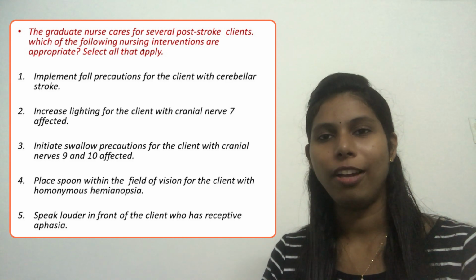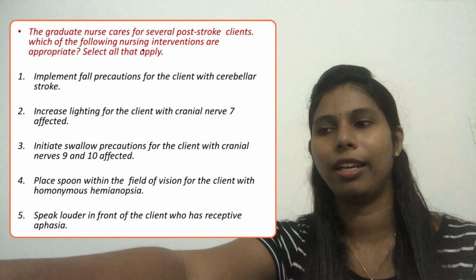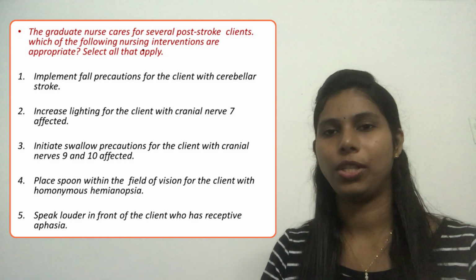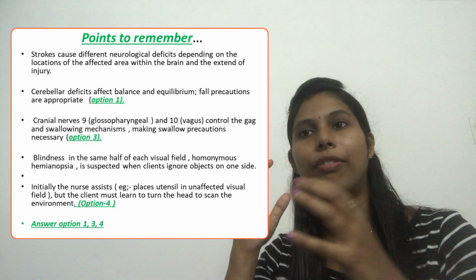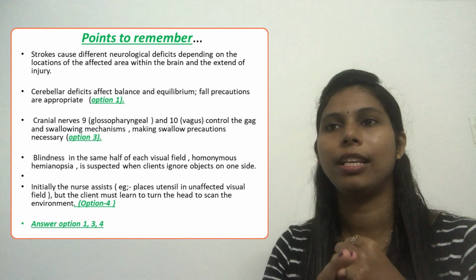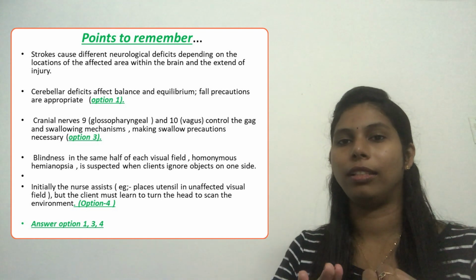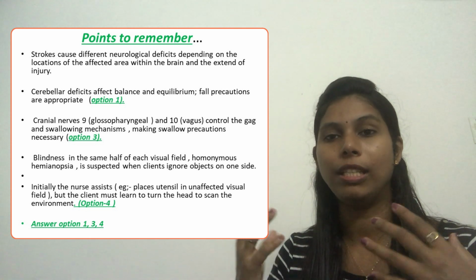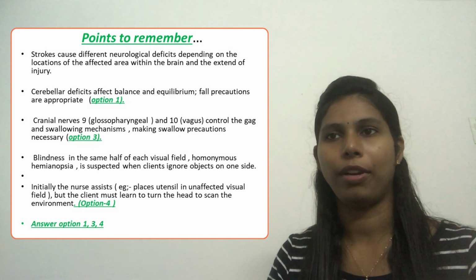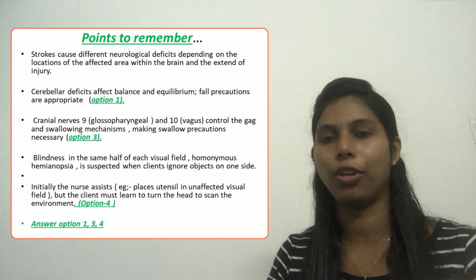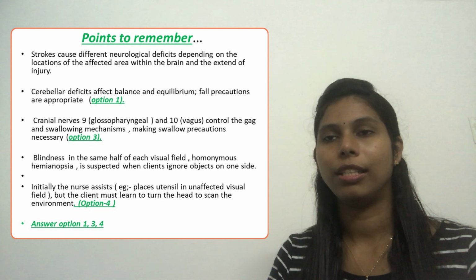So, might be some of you got the correct answer. We'll see some points related to this particular question scenario. The first one is that a stroke may cause different neurological deficits depending on the location of the area affected. We said that before, in the right or left hemisphere, or in which area, Broca area or Wernicke area. Based on that, the symptoms will be different, and the extent of the injury is also a factor that will change the symptoms.